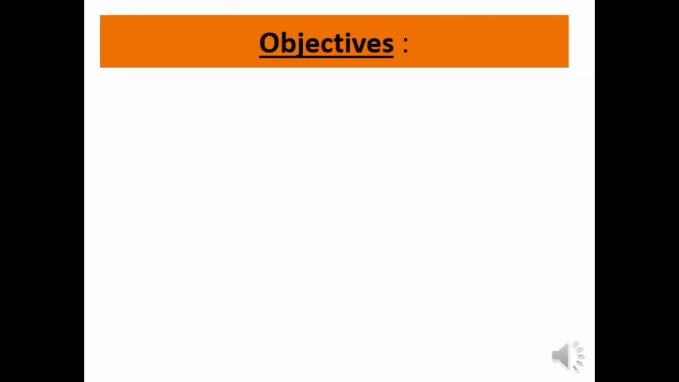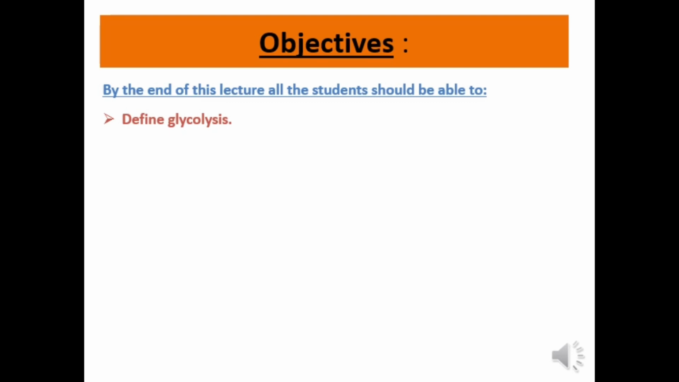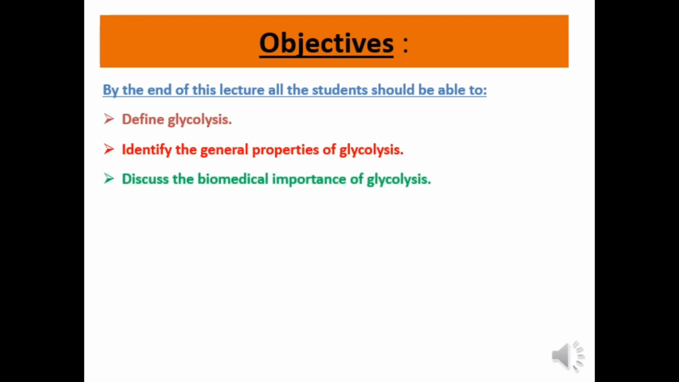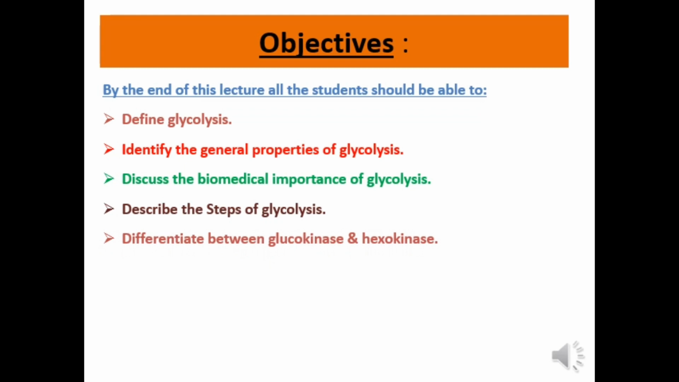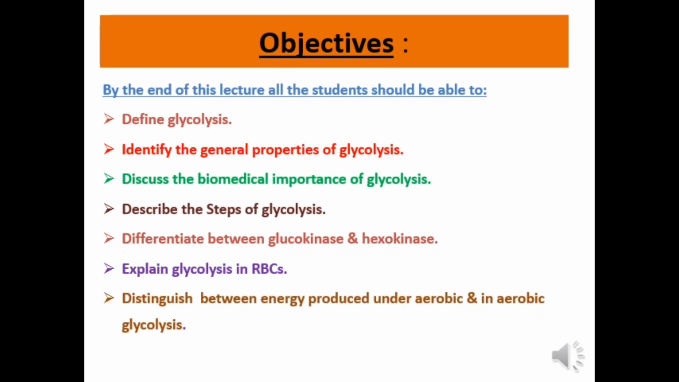Let's see the objectives of this lecture first. By the end of this lecture, all the students should be able to define glycolysis, identify the general properties of glycolysis, discuss the biomedical importance of glycolysis, describe the steps of glycolysis, differentiate between glucokinase and hexokinase, explain glycolysis in RBCs, distinguish between energy produced under aerobic and anaerobic glycolysis, and recognize the effect of pyruvate in glycolysis.